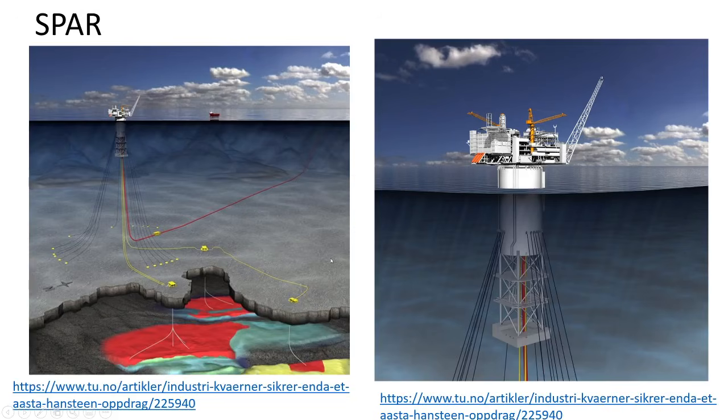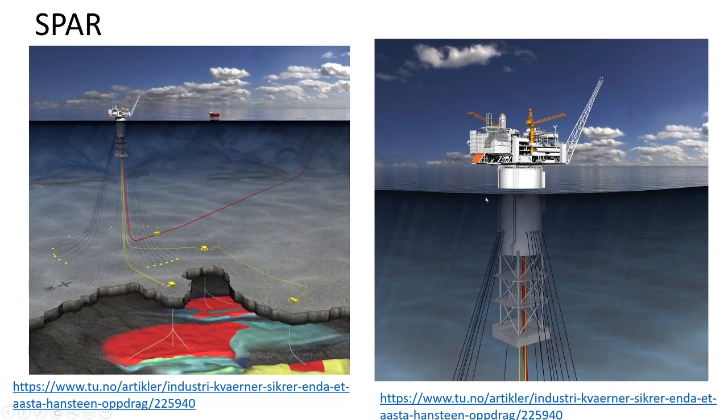Okay, the spar. This structure is again floating and is moored in place with these tethers. Here you have, for example, two risers that go from subsea templates to the spar, and then one export line that goes in this case maybe to shore. It looks like that. You see the tethers here.